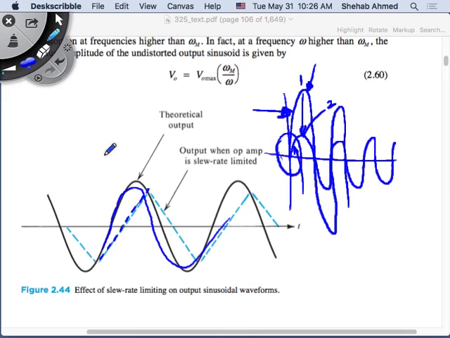Basically, with slew rate, the higher the frequency is, the more distorted the signal would be. The higher the frequency, the more you will be hit by slew rate. But it's also dependent on the magnitude of the signal.